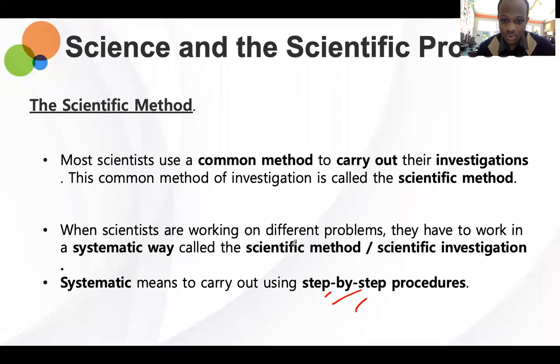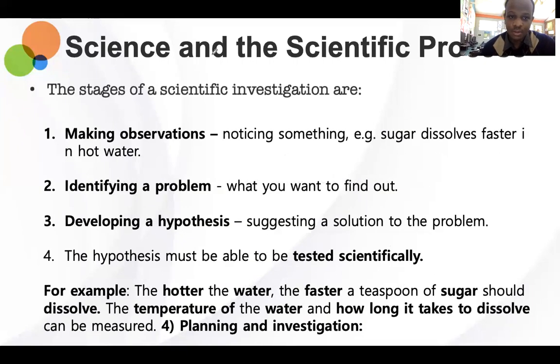So when scientists are looking to solve a problem, we have to do it in a systematic way, and this is called the scientific method. The overall systematic way that we do it is referred to as the scientific method. All right, so we move now to the stages of the scientific method. The first stage is making observations.